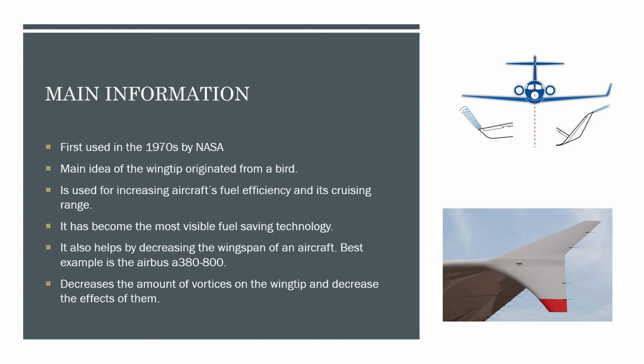The best example is the Airbus A380-800. They wanted the wingspan of the plane to be under the regulation. Because of how much the plane weighed, they needed to increase the wingspan, but couldn't due to regulations for an airport. Therefore, a wingtip helped them by decreasing the effects of the vortices and decreasing the wingspan to keep it under the regulation, but still had enough lift to be able to lift the 2-ton plane into the air.